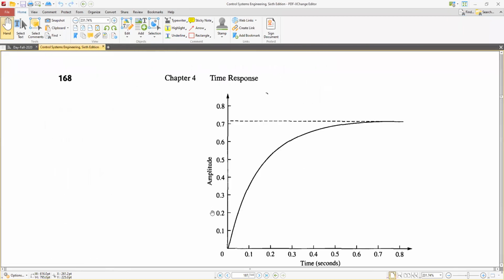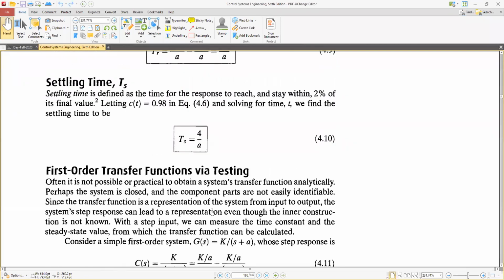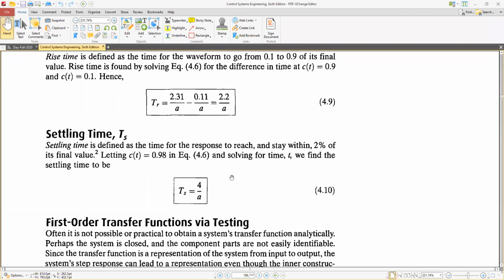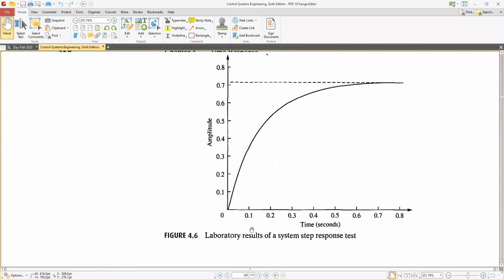Is that one, sir, a constant value? Yeah, constant values. If you have the value of A, then you can easily find them out. So the value of A will be given.